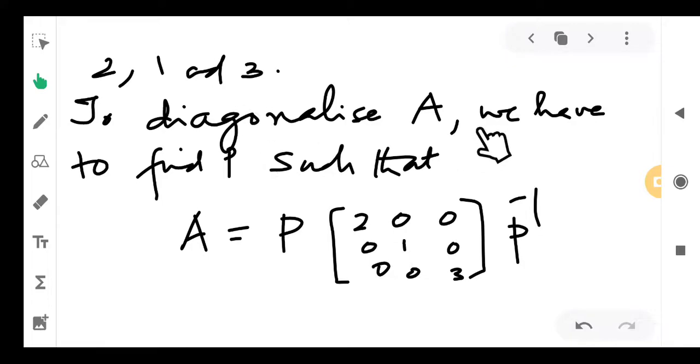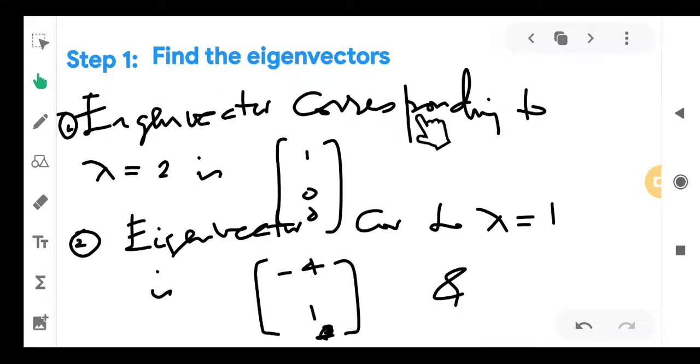So we have to find a P such that A equals PDP inverse. D, I told you, is the diagonal matrix to which this A is similar. So how to find P? For finding P, we have to find eigenvectors corresponding to lambda equal to 2, lambda equal to 1, and lambda equal to 3. This is done for you. You have to do it. Actually, it requires some steps.